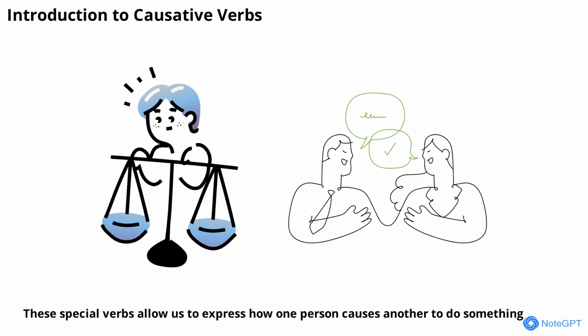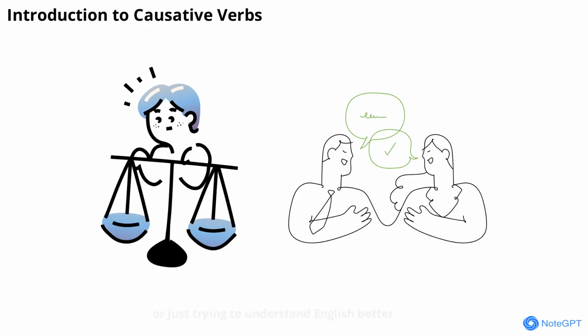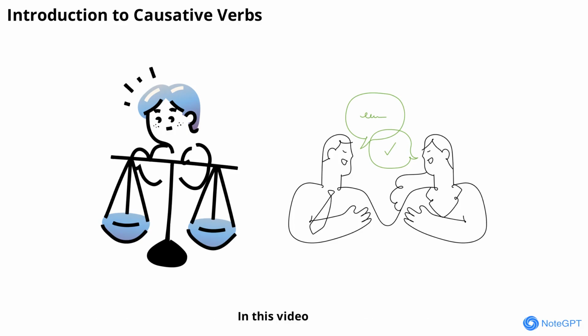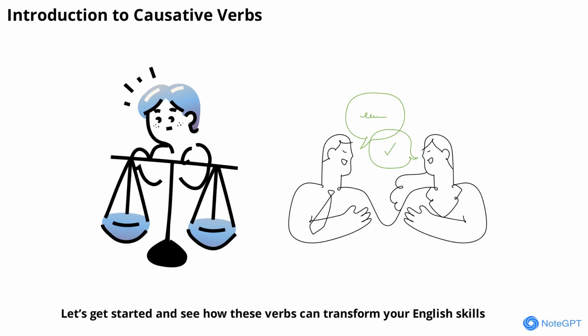These special verbs allow us to express how one person causes another to do something. Whether you're writing, speaking, or just trying to understand English better, mastering causative verbs like let, make, have, get, and help will make your communication much clearer and more natural. In this video, we'll break down the main types of causative verbs, show you how they work, and give you plenty of real-life examples. Let's get started and see how these verbs can transform your English skills.